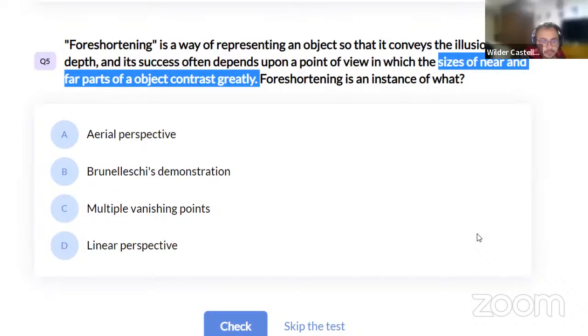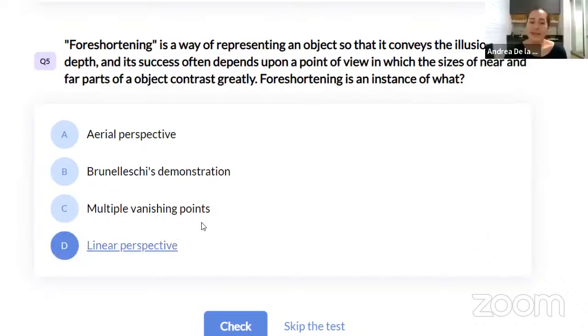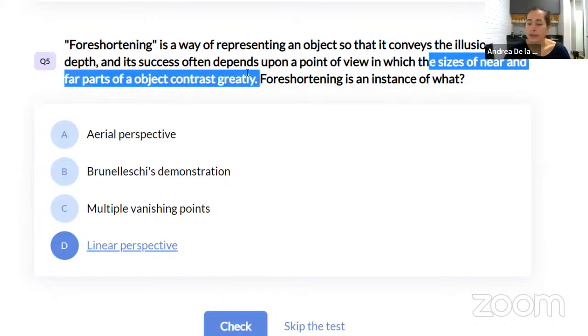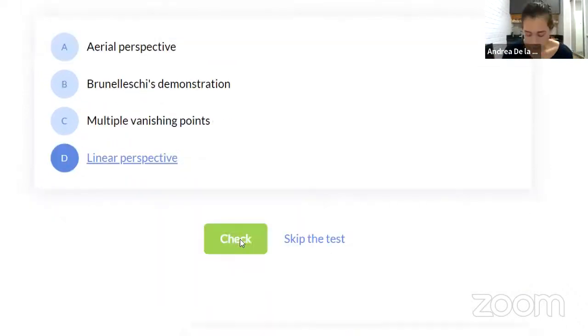D. Okay, so yeah, I think it's linear perspective, because aerial perspective doesn't have to do with sizes or depth. It has to do with distances, right? So linear perspective is the one that talks about depth. And I think they also make a comparison between a shorter person and a taller person, so sizes have to be really contrasted. I don't know. Let's see. We're going to check our answers.